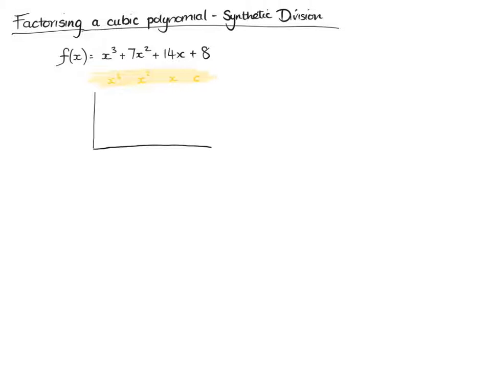So write it over the top: x cubed, x squared, x and c. These are decreasing powers of x.